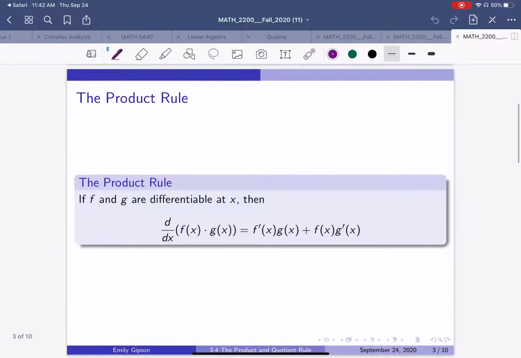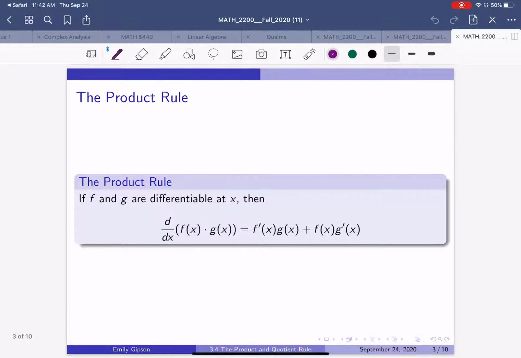And we actually have a rule for it, and we call it the product rule. So if f and g are differentiable at x, then d/dx of f(x) times g(x) is f'(x) times g(x) plus f(x) times g'(x). Or, another way to say this is g(x) times d/dx of f(x) plus f(x) times d/dx of g(x).